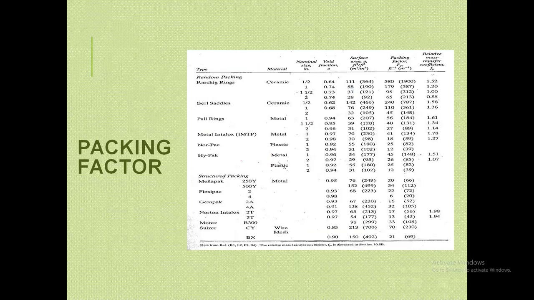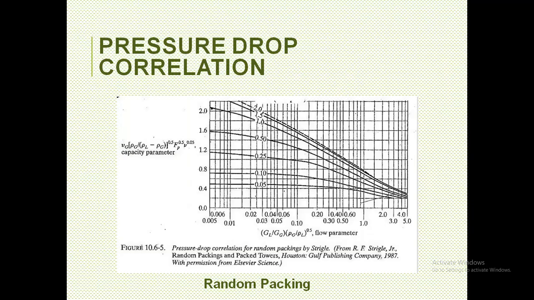Now, this is the table, a snippet from Coulson's, from which we are going to get the packing factor. This is the column which contains the packing factor. You have two sets of columns here, one that uses per foot as the unit, the other one per meter. You will use that in your determination of the pressure drop.